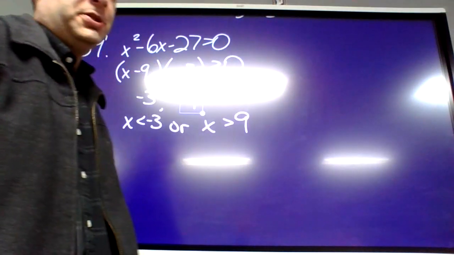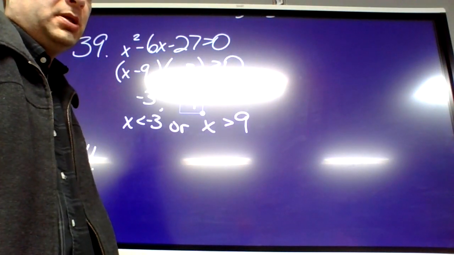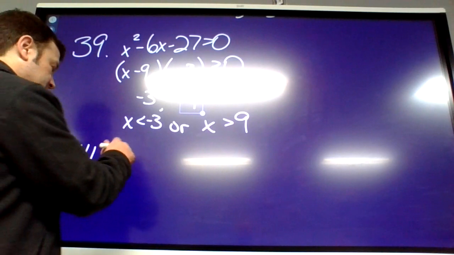Okay, we're just going to go 41. We won't do 42. 2x squared minus 5x less than 1.